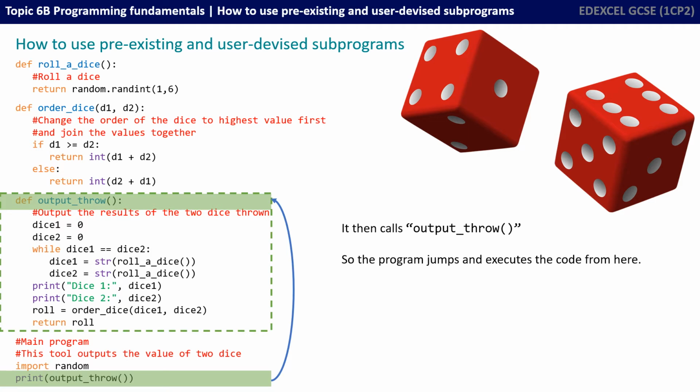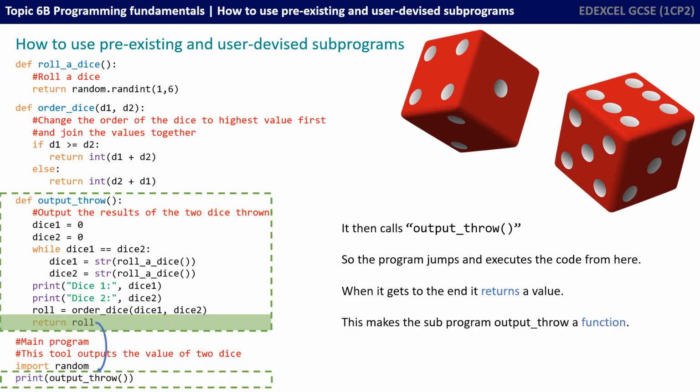Now this code example is being shown to you in Python, but at the end of the video we'll show you the syntax which will be used in the exams. You can see that when we get to the end of this subprogram here, we hit a return value, and it returns the value of roll to the part of the program that called it. Now this makes this subprogram output throw a function, because remember functions return a value whereas procedures do not.